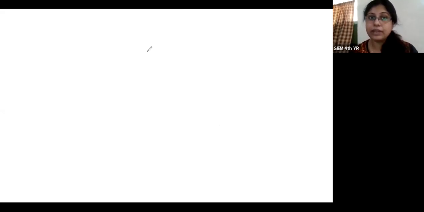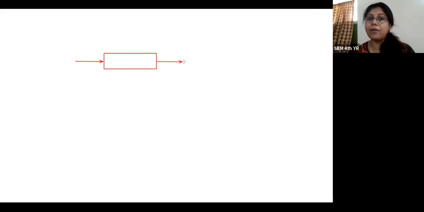Okay, I'm drawing it one by one. You have to draw that block diagram in your own copy so that you can understand in a better way. Okay, so let's start. Source, then this one is a power modulator, and the power modulator output is directly connected with the machine.